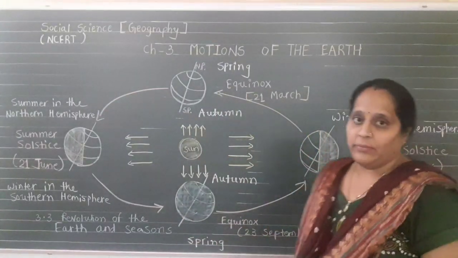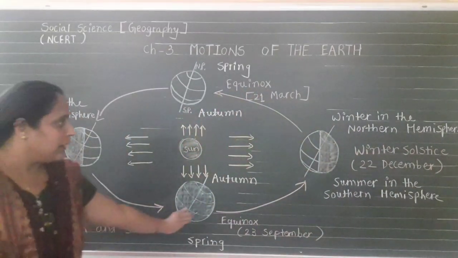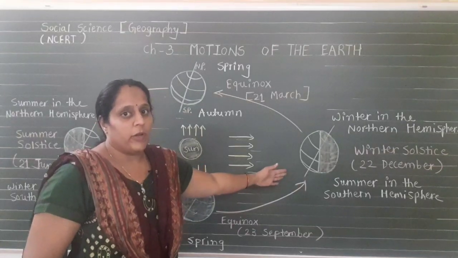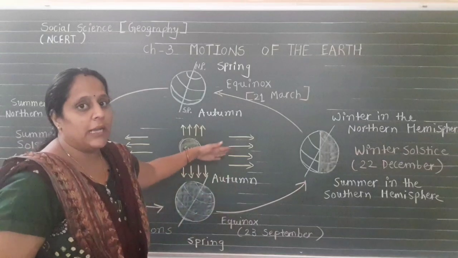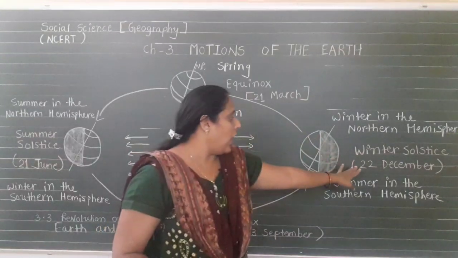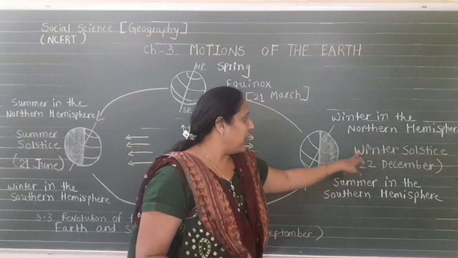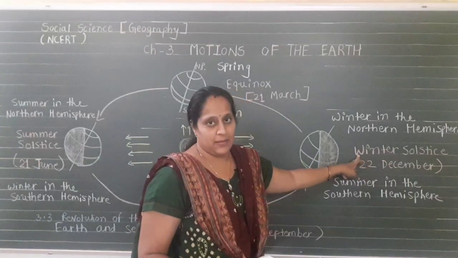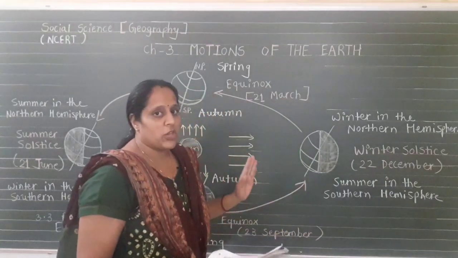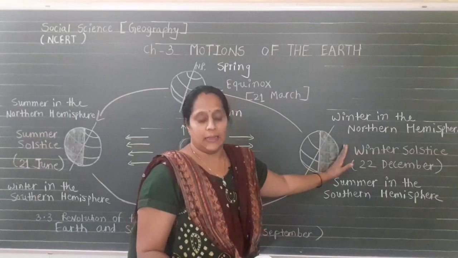Now on 22nd of December, on the opposite side, means after 6 months, here you see this is the fixed path of the earth which revolves around the sun. This is the fixed path, so on the opposite side here you see around 22nd of December they experience winter solstice, because it is in a direct, reverse opposition. So at that time here they feel winter season.